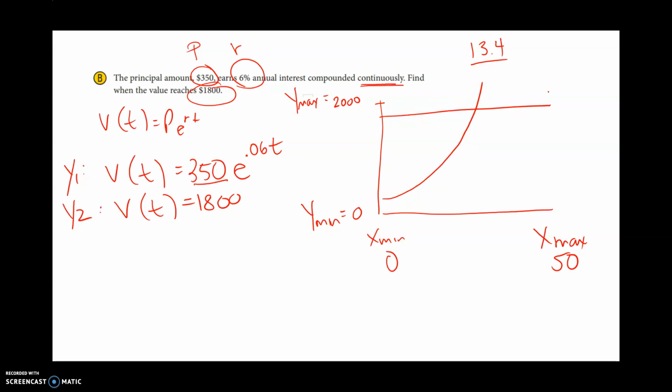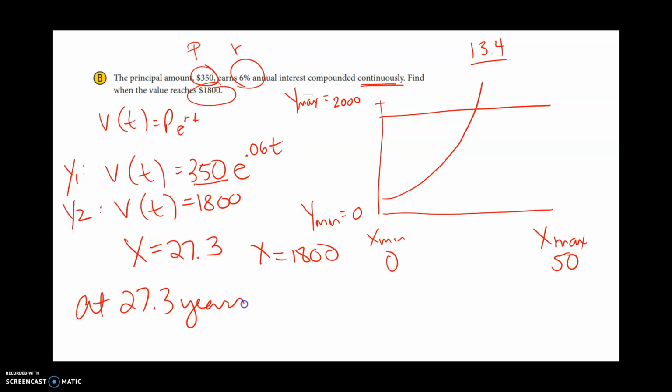So now let's find that intersection. Second trace, go down to intersect. First graph, yes. Second graph, yes. Guess. All right, so my intersection says this, which means at 27.3 years, my investment will be $1,800. So this theme of graphing two equations, this happens in every story problem we've done in this chapter, right?